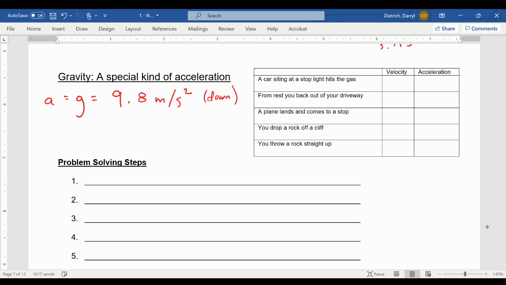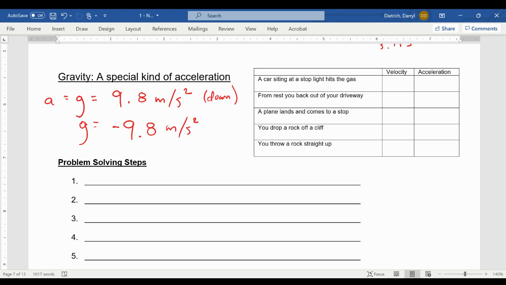Down. Okay, another way that we commonly write that is we will talk about our upward direction as being positive. So we would often use that numerically as negative 9.8 meters per second squared. Okay. On the right-hand side, we have some different examples of looking at velocity and acceleration for some different situations.